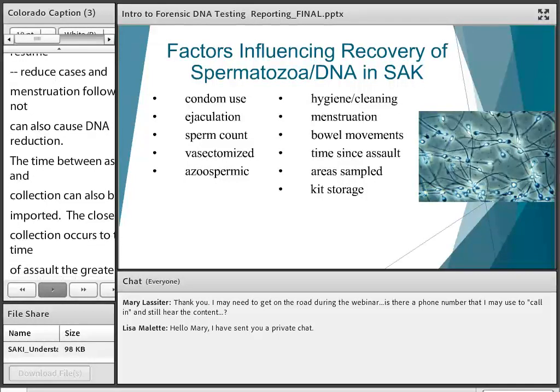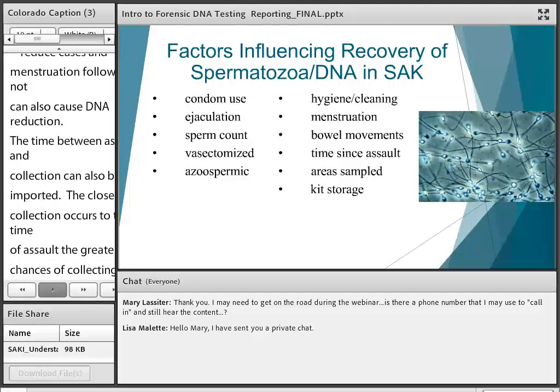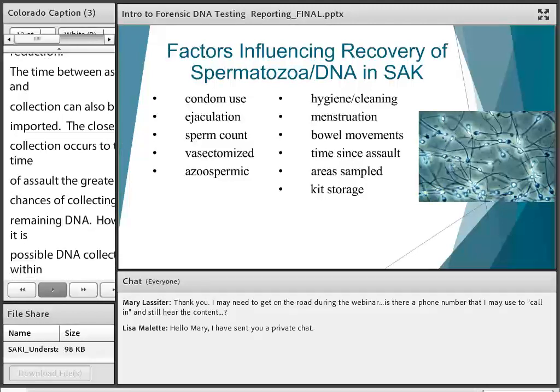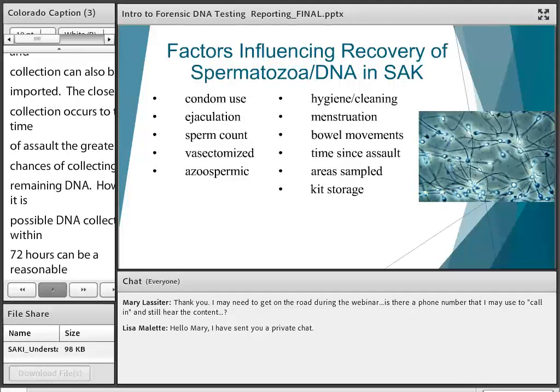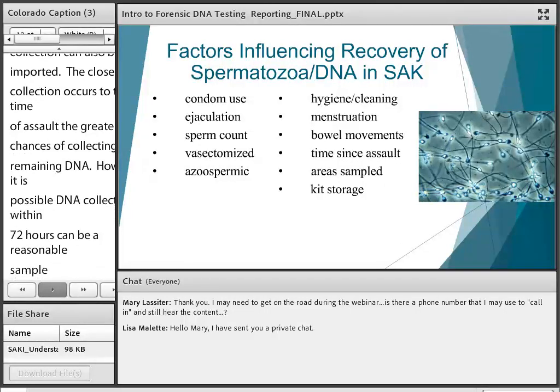However, it's possible that DNA collected within 72 hours can be a reasonable sample, and even farther out timelines can be useful for Y chromosome-specific testing. In the National Sexual Assault Kit Initiative that's taking place, some kits have also been stored for a really long time. And if there's been fluctuating changes in temperature and humidity of the storage, that can also affect DNA recovery.